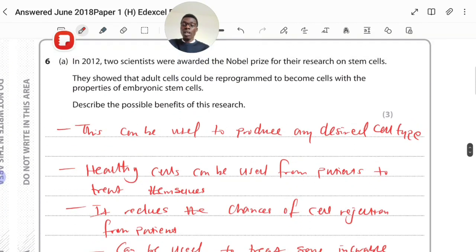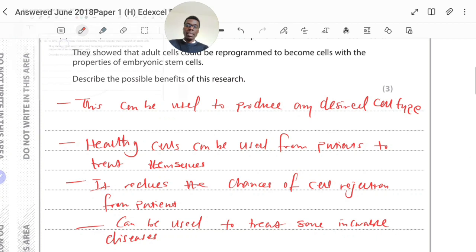So it's just 3 markable points. I think I added 4 points here, which is very good. All right, hope this is making sense.